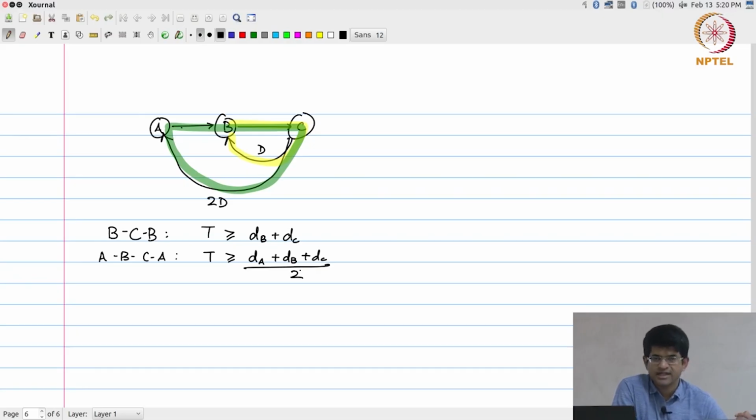If I want to satisfy both of these conditions at the same time, what value of t can I choose? Which one should I choose? The maximum among these two. So in other words, t must be greater than or equal to the max of these two values. Please keep in mind, it is not obvious whether that is dB plus dC or dA plus dB plus dC by 2, because it depends on the actual values which you do not know right now. So you actually have to compute both of those, find out which is the maximum, and then say t must be greater than or equal to that maximum value.